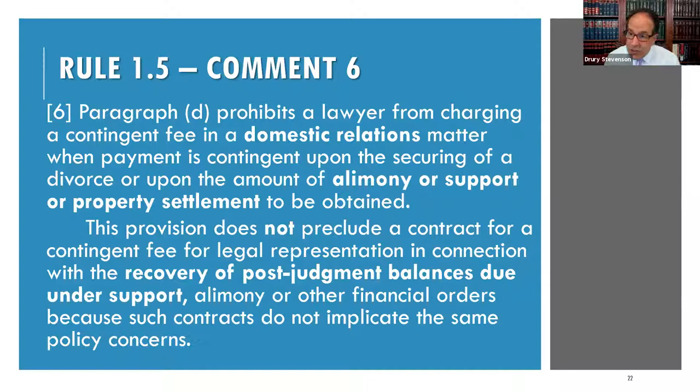So if the divorce is all over and the spouse has been ordered to pay a set amount every month in alimony or child support, and they are delinquent in those payments, and essentially you're bringing an action like a collection action or to compel them to pay the amount that they already were ordered to pay, that's different. You're seeking post-judgment enforcement, not arguing about the amount. And so in that kind of case, you can charge a contingent fee.